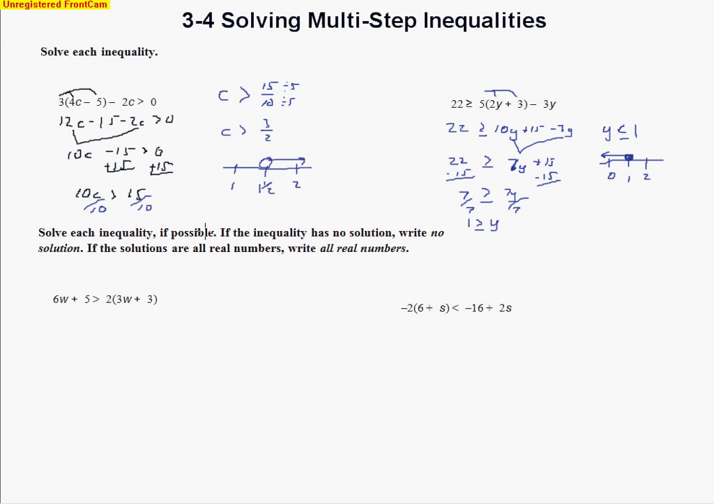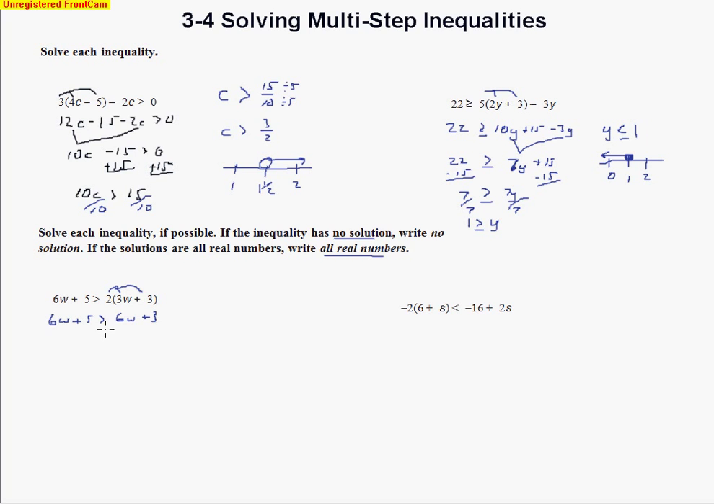Well, we also have some problems in which we can have no solution, or we could have infinitely many numbers, which we'll just say is all real numbers could be solutions. So let's take a look at those instances here. So we use that distributive property. I'm left with 6w plus 5 equals 6w plus 3. So here's where we're going to end up with that.